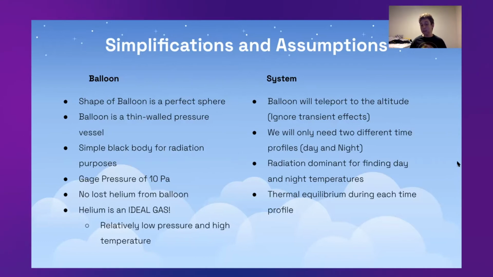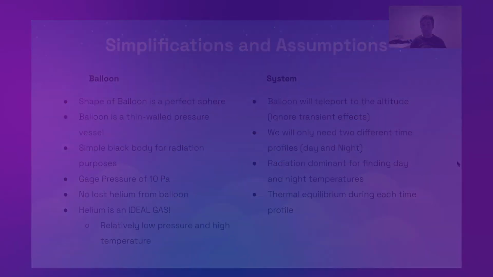For the system, we had to ignore transient effects, which means the balloon would teleport to its altitude. We only needed two different time profiles, that during the day and the night. And to find the temperatures for those time profiles, we used radiation.